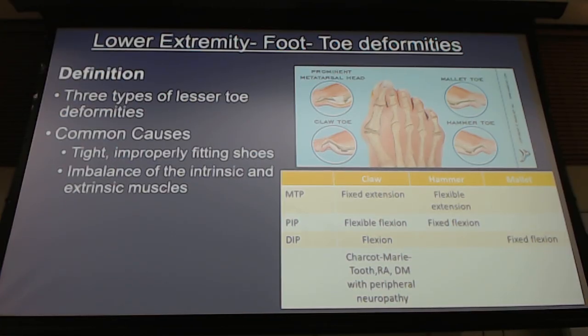And that just leaves us with the mallet toe. If you look at the difference between a hammer toe and a mallet toe, the dysfunction of the mallet toe is in two places. One, there is some extension at the MTP, but always that DIP is fixed in flexion. If only the DIP is in flexion, that's a mallet toe.